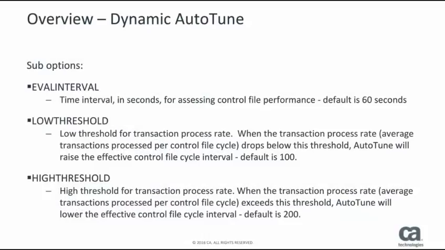Here you will see the explanation of the set options for Dynamic AutoTune. Eval interval is the time in seconds for assessing the control file performance, which has a default of 60 seconds. Low threshold is the low threshold for transaction processed rate. When the transaction process rate drops below this threshold, the interval will be raised. Default is 100. High threshold is the high threshold for transaction processed rate. When the transaction processed rate exceeds this threshold, the interval will be lowered. This high threshold has a default of 200.